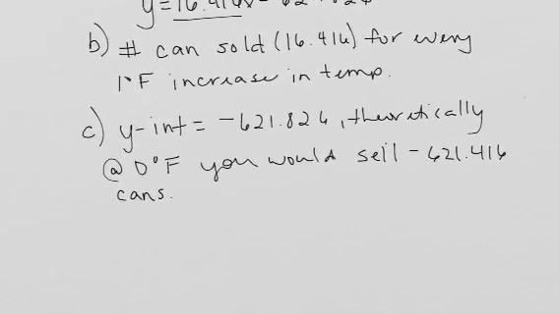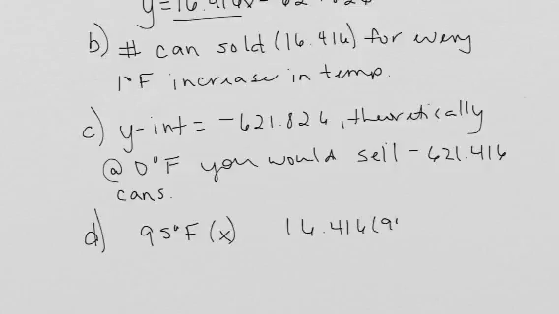So then part D is asking us to predict at 95 degrees Fahrenheit, which we know is an X value, what would your number of cans be? So we substitute that in to the equation, and we plug and chug, and we get about 938 cans.